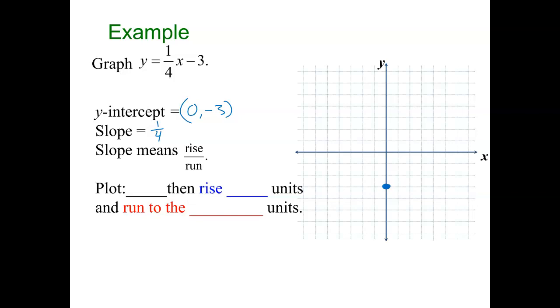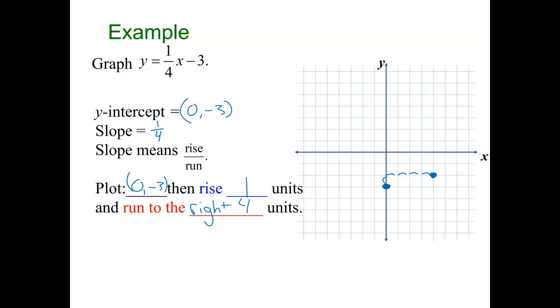1 unit up, 4 units to the right. So if I go up 1, I go 1, 2, 3, 4, boom, there's my second point. I didn't have to do any calculations, it's just coming. It's just counting. So I start at my y-intercept, and I apply my slope, and I rise up 1 unit, and then I go to the right 4 units after I start at my y-intercept. Now, I usually like to have 3 points.